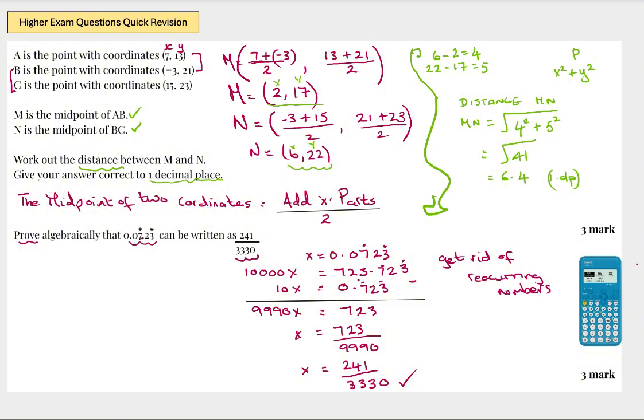Now, you will get these on foundation papers, but it won't be as hard as this, and you won't have to move so many numbers. Yeah, this is probably as hard as it gets for these questions.